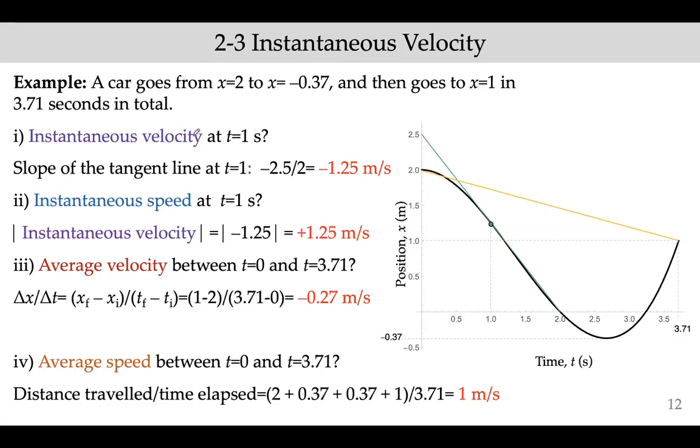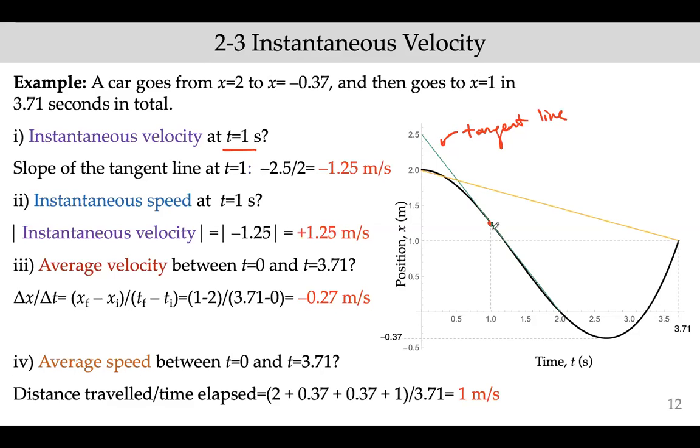The first one asks, what is the instantaneous velocity at time equals 1? Okay, when it says instantaneous, we have to take only that time, only one point, and we have to draw a tangent line. So at 1, you have to draw a tangent line like this. So the green one is the tangent line.